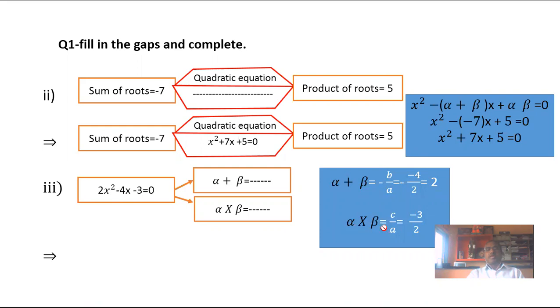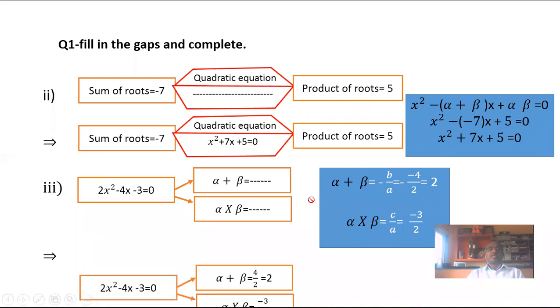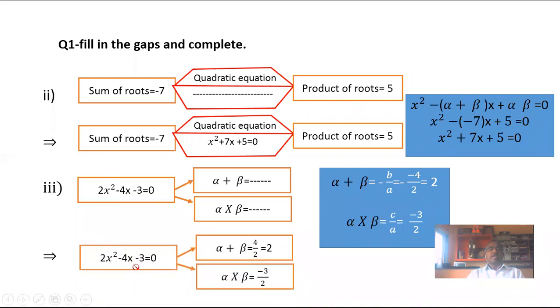And alpha into beta is equal to c upon a. The value of c is equal to minus 3 and a is equal to 2. Then alpha into beta is equal to minus 3 upon 2. The answer of 2x square minus 4x minus 3 is equal to 0: therefore, alpha plus beta is equal to 2 and alpha into beta is equal to minus 3 upon 2. Write down.